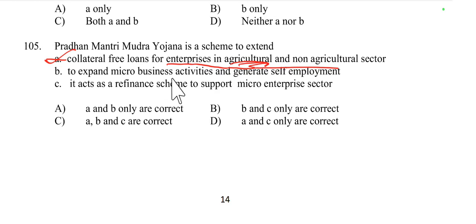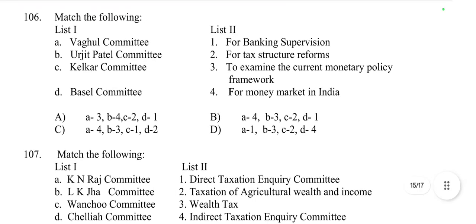Then, to expand micro business activities and generate self-employment. Yes, Mudra Yojana is used for micro business activities and generating self-employment. So this scheme indeed aims to expand micro business activities and generate self-employment. Then option C, it acts as the refinance scheme to support the micro enterprise sector. Yes, like providing financial support through different institutions like MFIs, microfinance institutions, NBFCs, different banks. So option C is also right. B and C are correct here. Only B and C, option B.